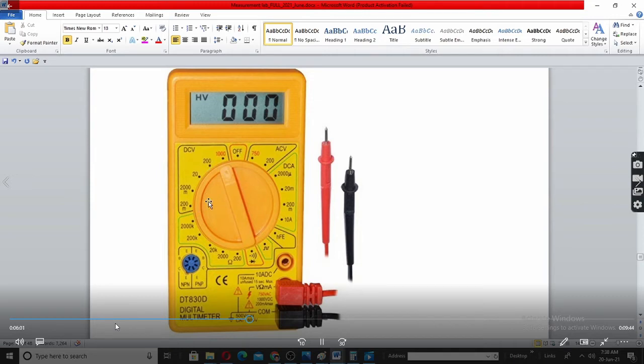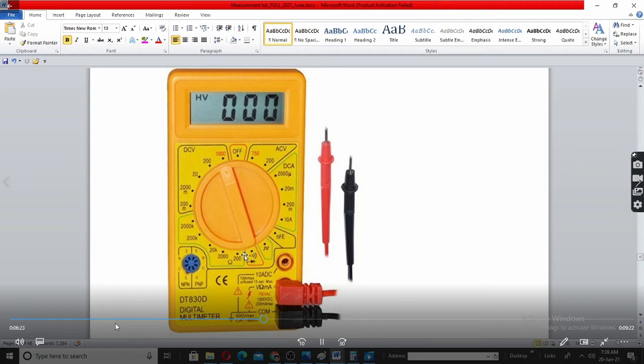Similarly, for current: when you select current ranges, insert the meter leads in series in the circuit and observe the reading.